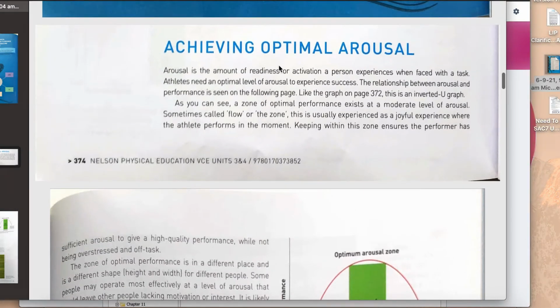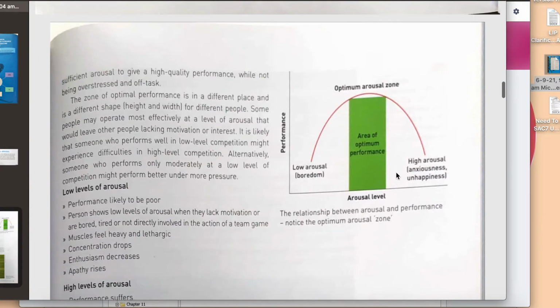So what we actually find here is that in terms of readiness, the amount of readiness or activation to complete a task, we want to find this optimal level of arousal, and that is the arousal zone over here.